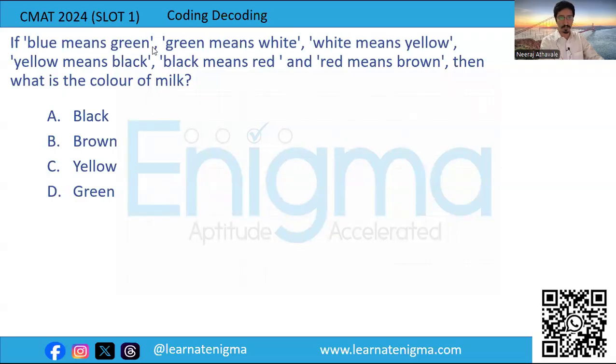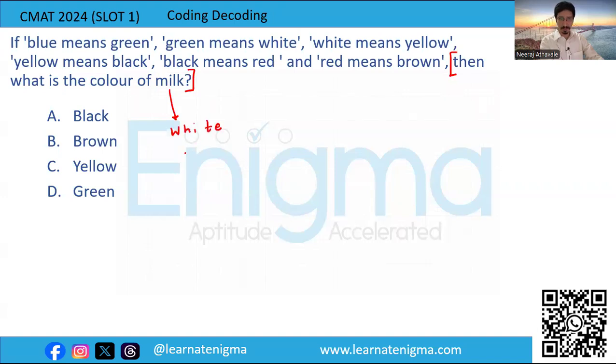If blue means green, green means white, white means yellow, yellow means black, black means red, and red means brown, then what is the color of milk? Now, in such kind of coding and decoding questions, what you should do is first concentrate on what the question is. So, what is the color of milk?